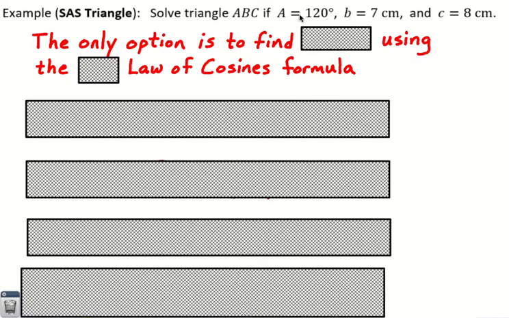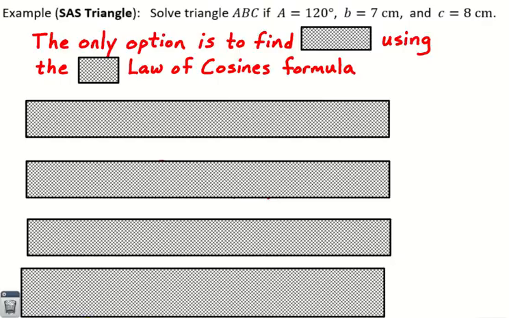All right, now moving on to actual execution here. If you think for a moment about which law of sines proportion would get you anywhere, having big A, little b, and little c, hopefully the obvious answer is there is no law of sines proportion I could set up that would actually get me anywhere. So it's a good thing we just learned about this other set of formulas, isn't it?